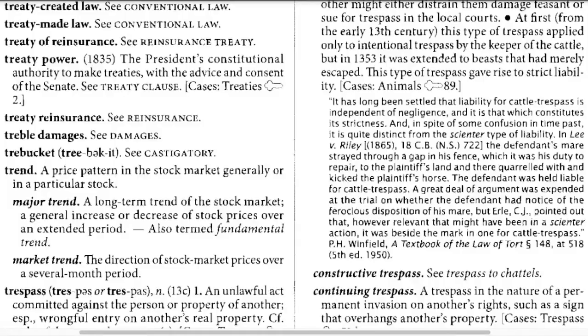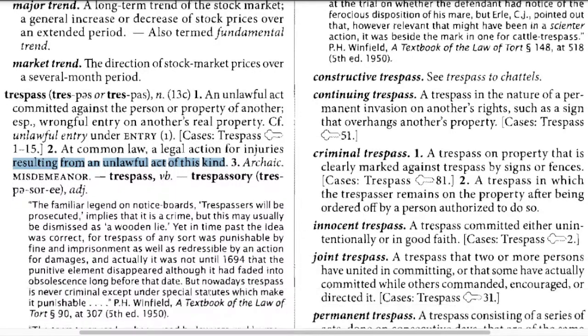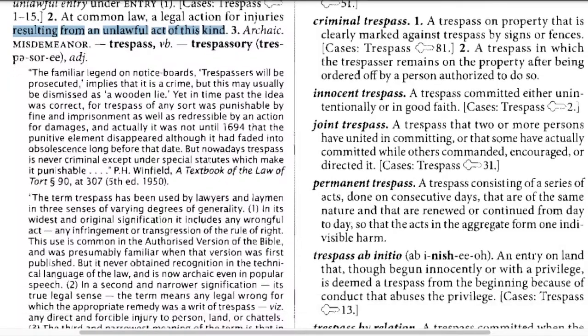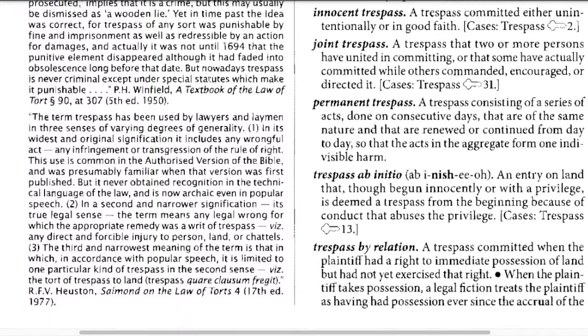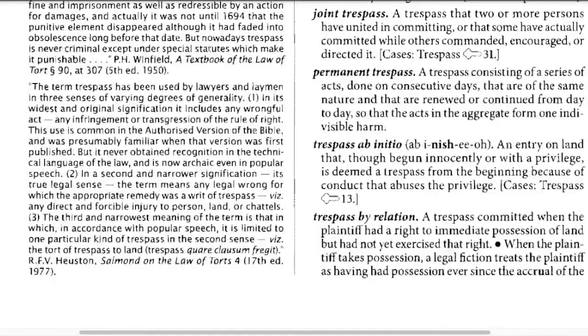Here we go. All right, so we have trespass: an unlawful act committed against the person or property of another, especially wrongful entry on another's real property. A common law legal action for injuries resulting from an unlawful act of this kind. Now, let's, oh boy. I think this is an important read here, but let me make sure they're going to have this here.